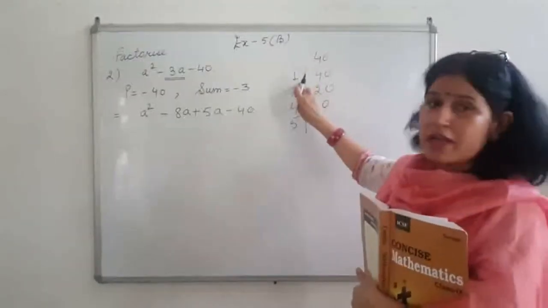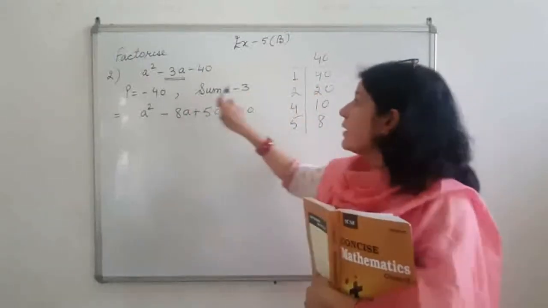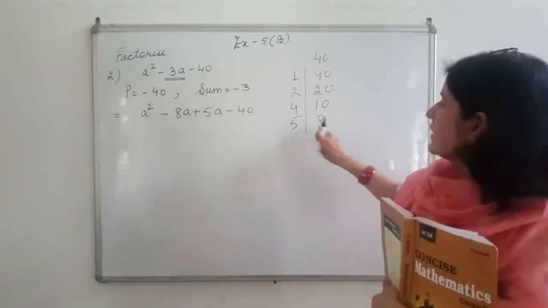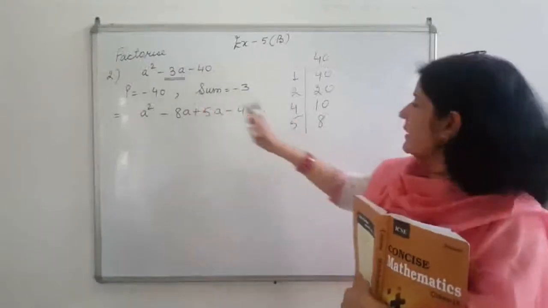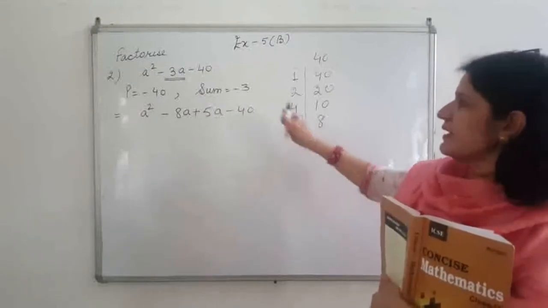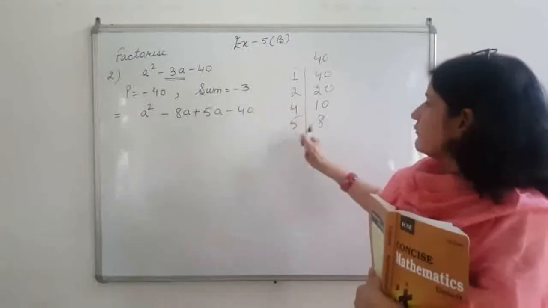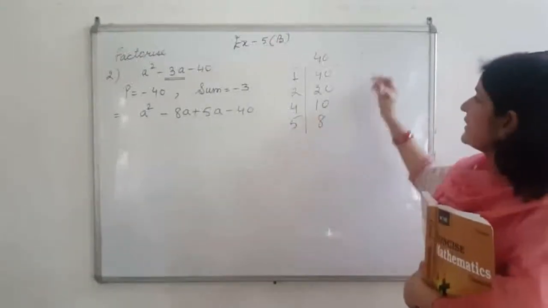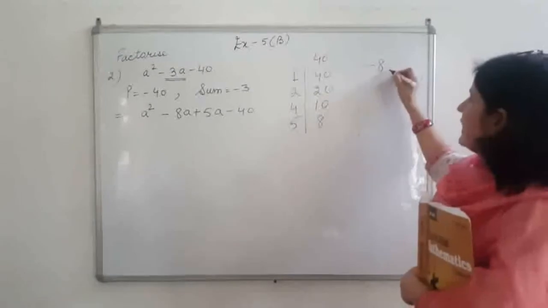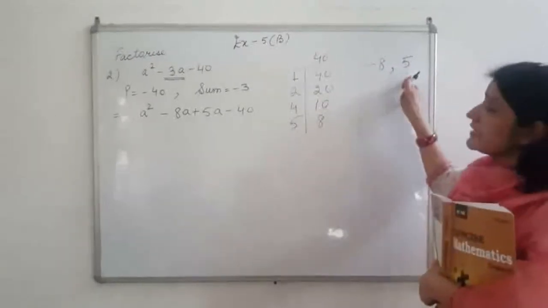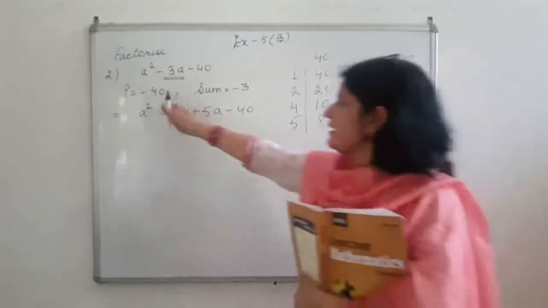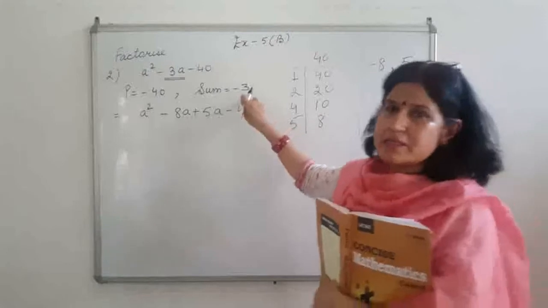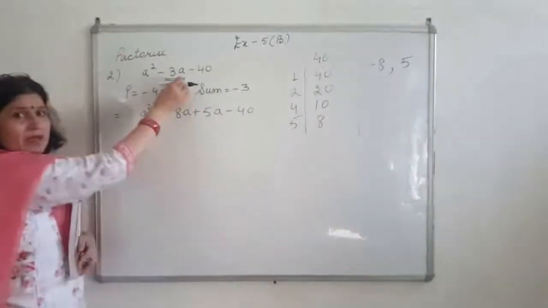When you take 40 and 1, 40 into 1 is 40, but the sum is not minus 3. So here we take these two numbers. If you multiply 8 with 5, we get 40, and when we subtract them or add them, we get minus 3. So here we have to take one term negative, one term positive. So we will take minus 8 and 5. When you multiply minus 8 with 5, we get minus 40, and when you add these two numbers we get minus 3. Like this you have to split the middle term.